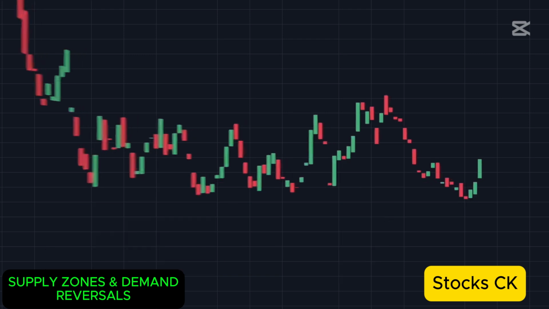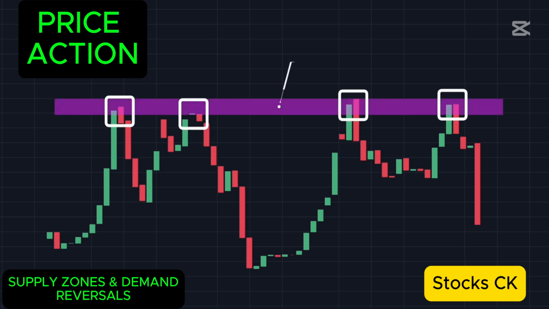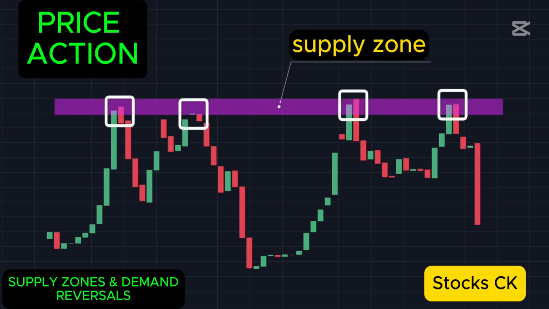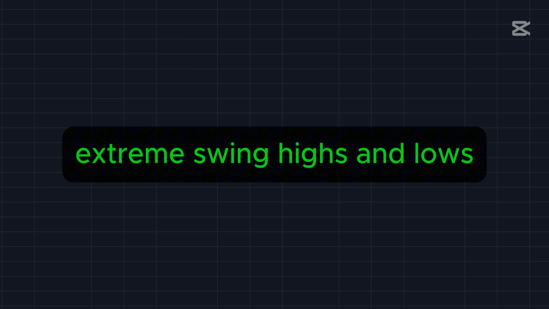Let's show this again. Notice how on multiple separate occasions price tried to push through this area and failed, making it a supply zone and presented a ton of great short trade opportunities. So moving on. Extreme swing highs and lows.